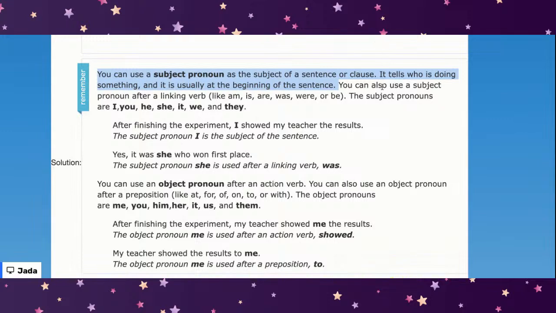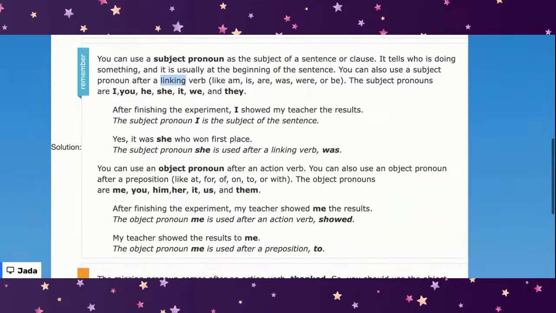You can also use a subject pronoun after a linking verb like am, is, are, was, were, or be. So if you have a linking verb, you can also use a subject pronoun after it. The subject pronouns are I, you, he, she, it, we, and they. If you see them, you note that all these are subject pronouns.